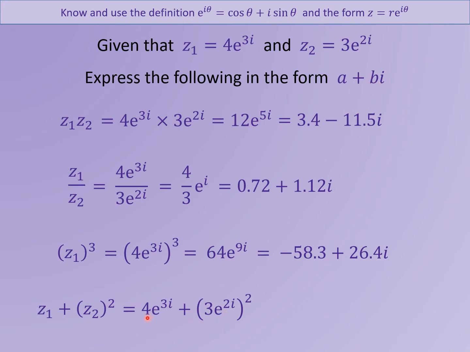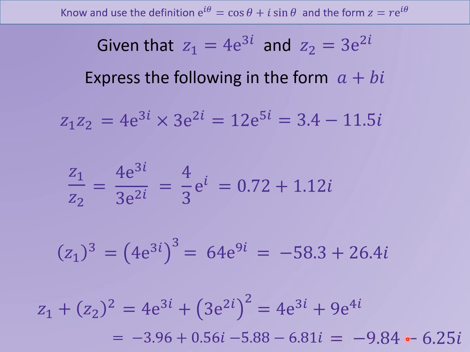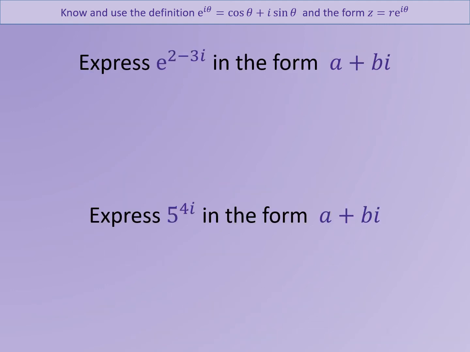So in this case, I've got 4 cos 3 and 4 sine 3. Here I've got 9 cos 4 and 9 sine 4. I can work out both of those separately, which is what I've done there, and then I'm in a position to add those together. So well done if you got minus 9.84 and minus 6.25 in the imaginary parts. Okay, so what I'd like you to do, just have a go at expressing both of those. Again, pause, have a think how you do it, and when you're ready, you can have a look at my solutions.